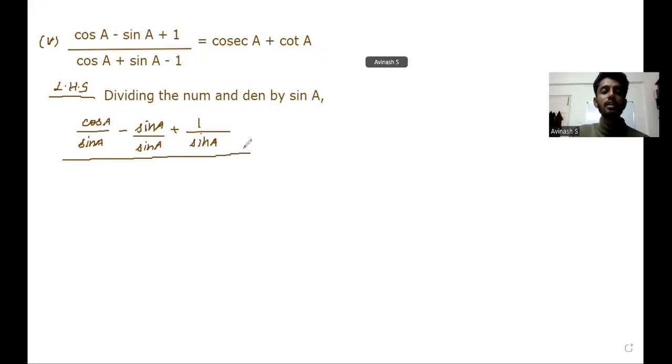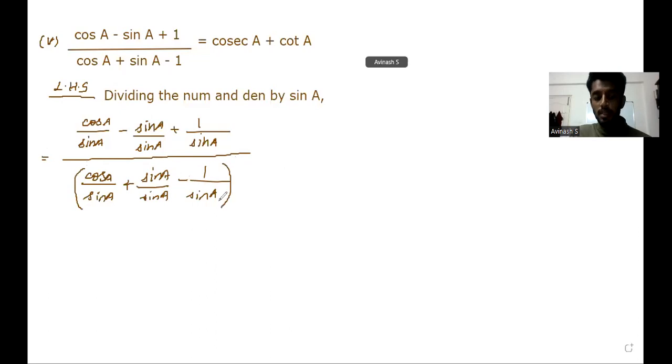Likewise, in the denominator, we have cos A by sin A, and then sin A by sin A, and then minus 1 by sin A. So like this, we are dividing all the terms in the numerator and all the terms in the denominator by sin A. Now what we get is: the first term cos A by sin A becomes cot A, the second term sin A by sin A becomes 1, and the third term 1 by sin A becomes cosec A.